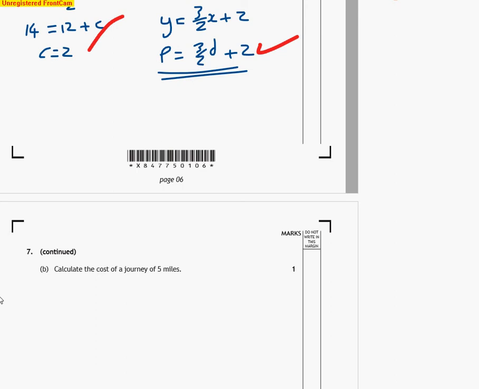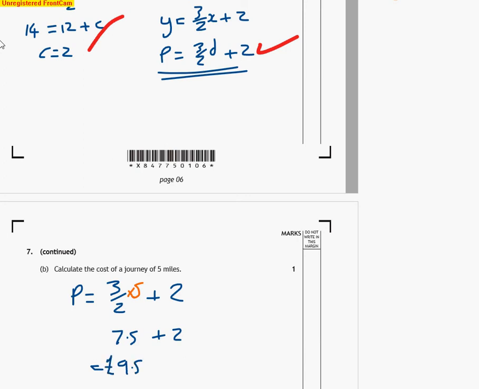So P is equal to 3/2d plus 2. But the journey's 5, so we know that d is 5. Okay, so I'm just going to substitute that in for 5. See, times 5. So what does that give us? 3 times 5 divided by 2, so that's 7.5 plus 2, so that's equal to 9.5. And we'll just make sure we do it in the right term.